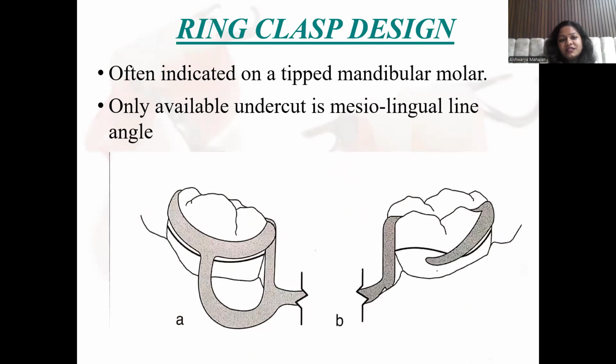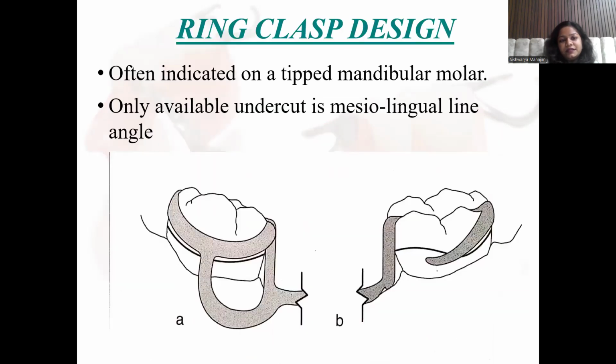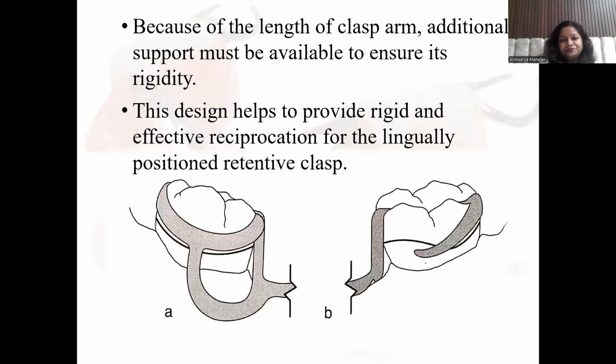The next clasp is the ring clasp design, often indicated on a tipped mandibular molar. Only available undercut is the mesolingual line angle. Then this is the clasp design of choice. Here we can appreciate the design of the ring clasp.